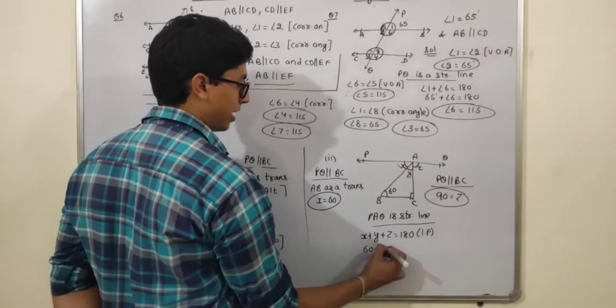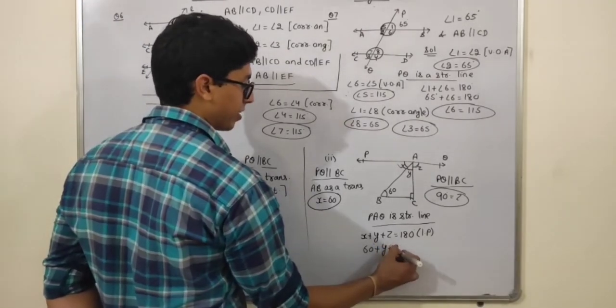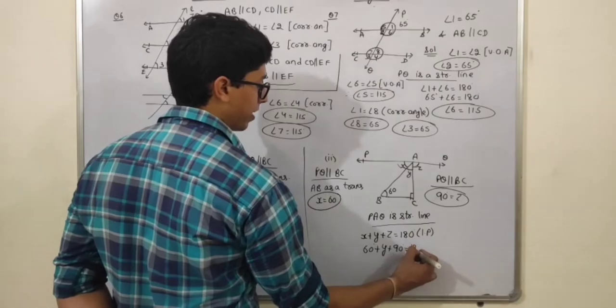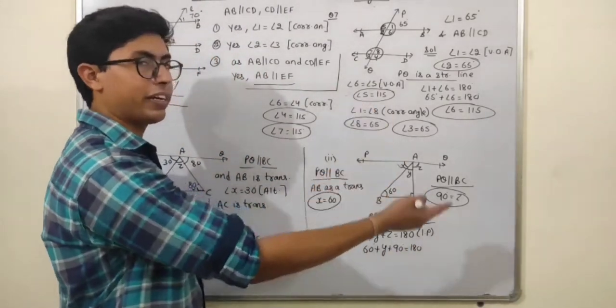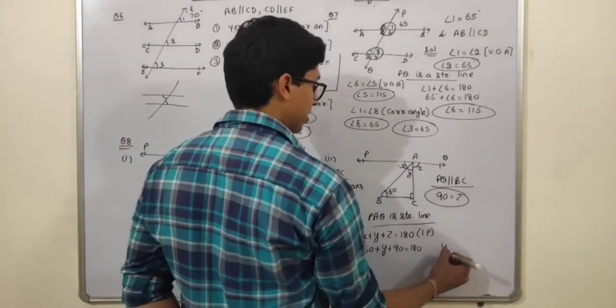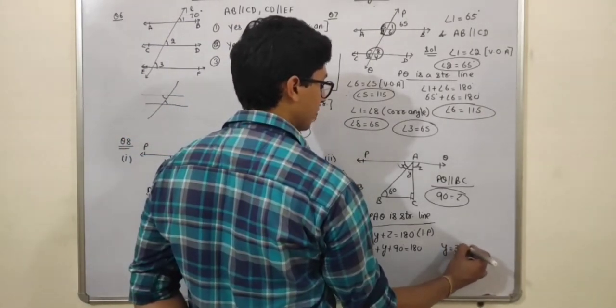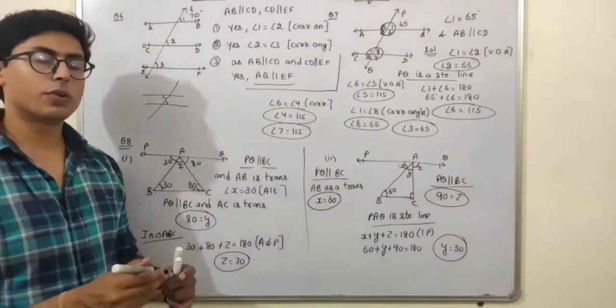X is 60 degrees, Y I don't know, students, Z is 90 degrees, and this is 180 degrees. 90 plus 60 is 150. When 150 goes to the right hand side, 180 minus 150 is 30 degrees. So Y is 30 degrees. So Y is 30, X is 60, Z is 90 is our required answer.